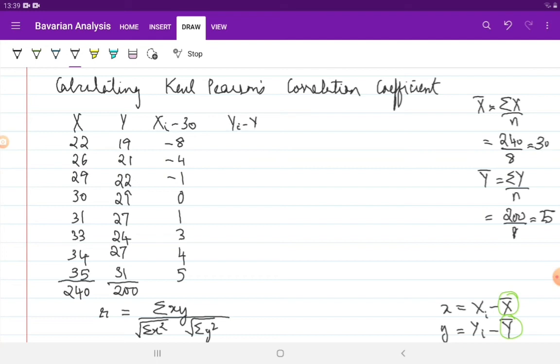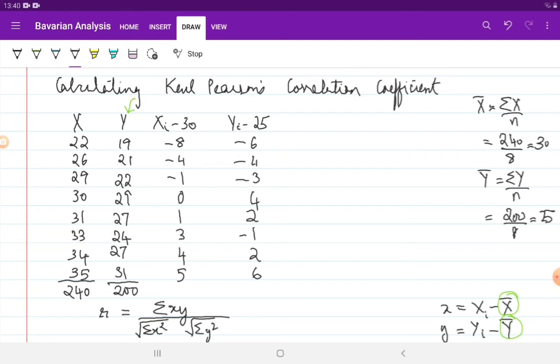Similarly, yi minus y bar, instead of y bar I'll just write its value, which we calculated as 25. I'm looking at this column and subtracting 25 from it. So 19 minus 25 is minus 6, 21 minus 25 is minus 4, 22 minus 25 is minus 3, 29 minus 25 is 4, then minus 1, 2, and 31 minus 25 is 6.